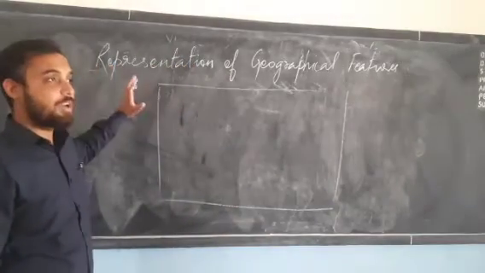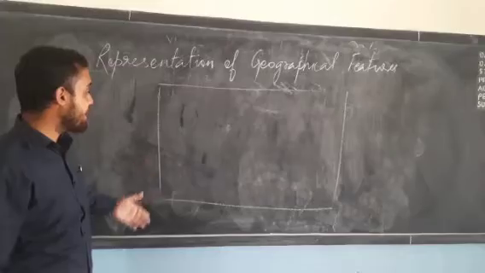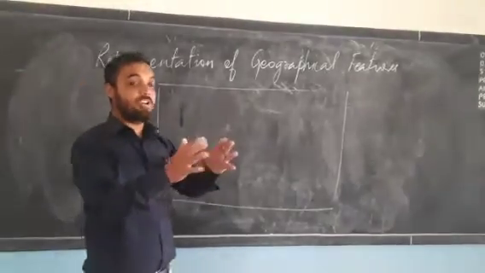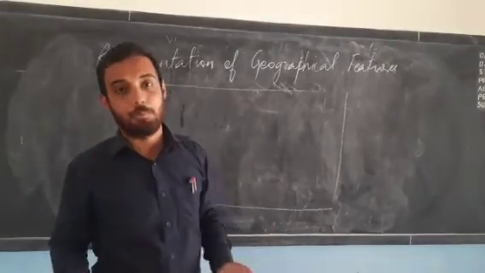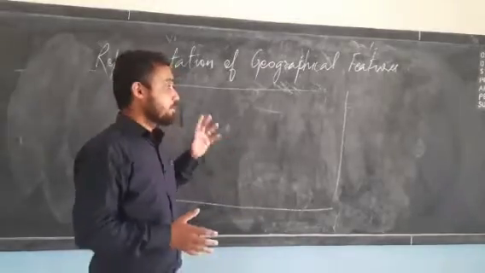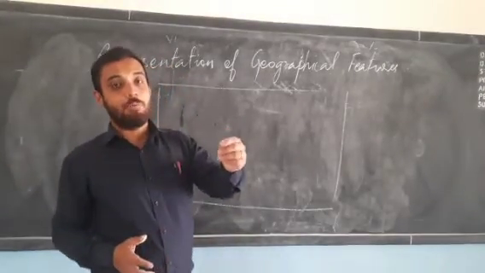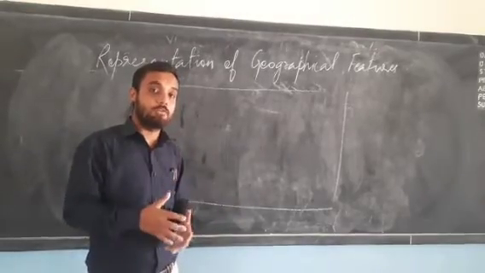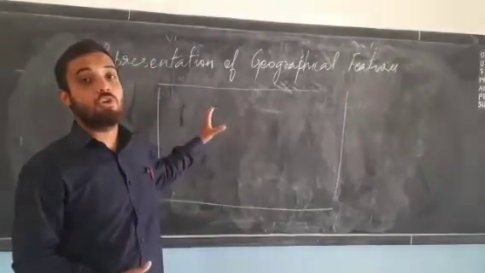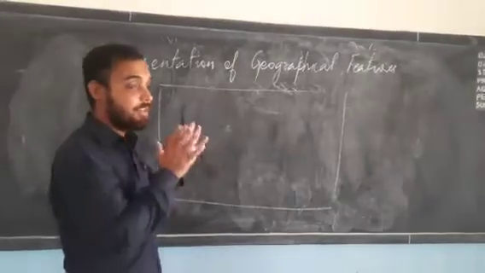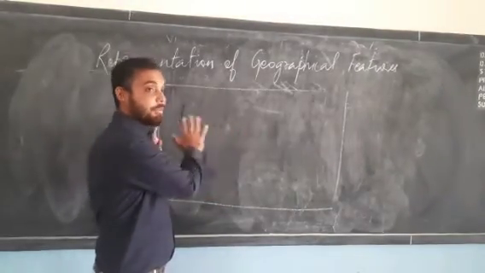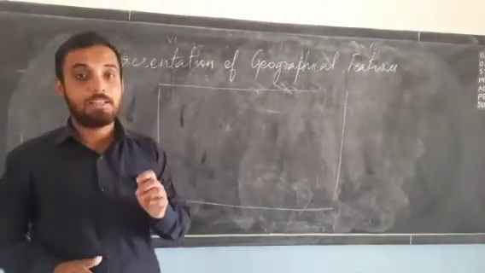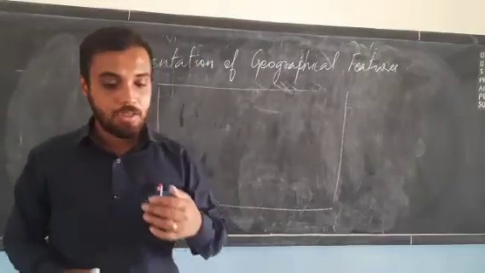Now when I talk about a map, a map can be drawn on the blackboard, on a flat surface, or on a chart paper. So the first difference between a globe and a map is that the globe is round in shape, a model of the earth, whereas a map is drawn on a flat surface. When I say flat, straight, that is a map.